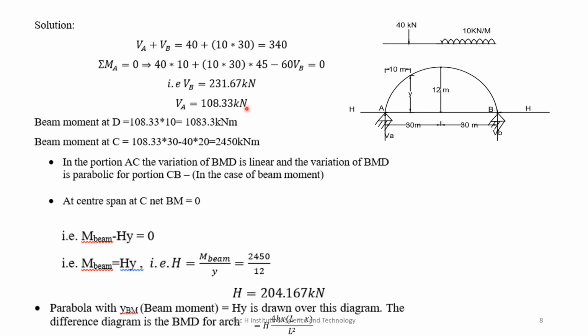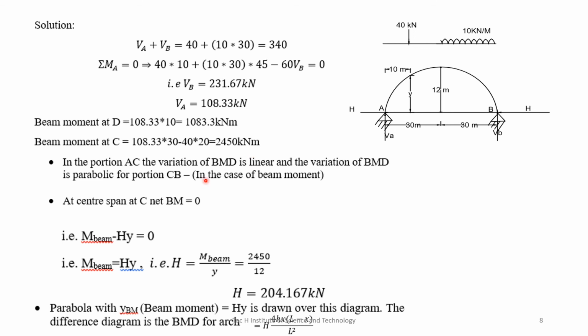So the beam moment at D: how will you find it? You already know how to find the moments at any point. It is just VA into 10, that is 108.33 into the horizontal distance, 10, which equals 1083.3 kilonewton meter. Similarly, what about the beam moment at C? It is nothing but VA into 30 minus 40 into 20, that is 2450 kilonewton meters.